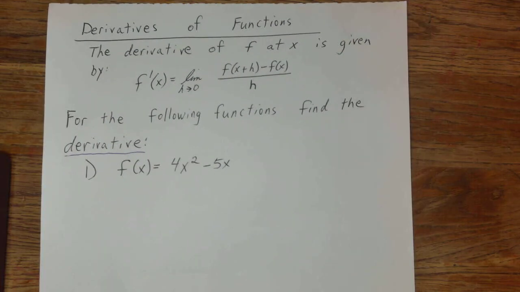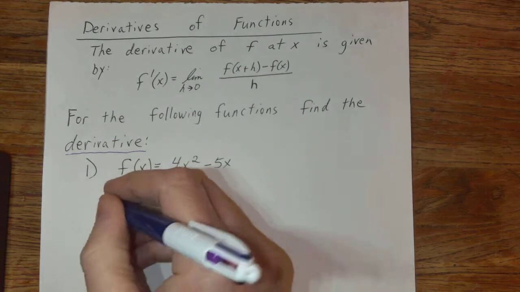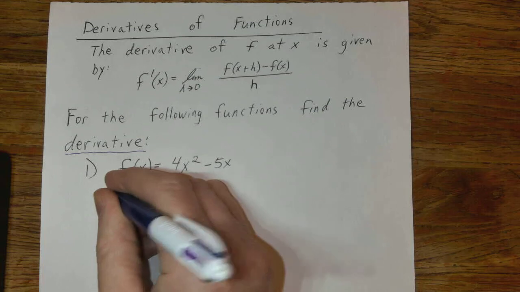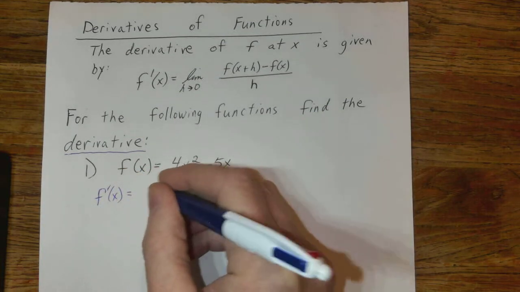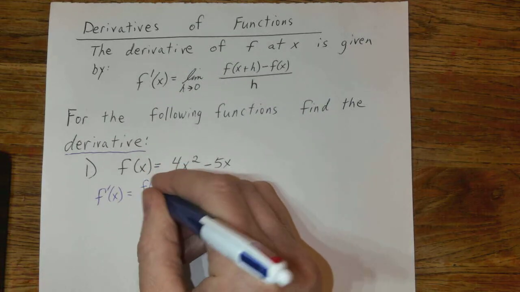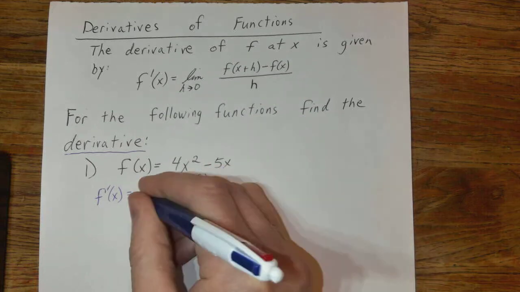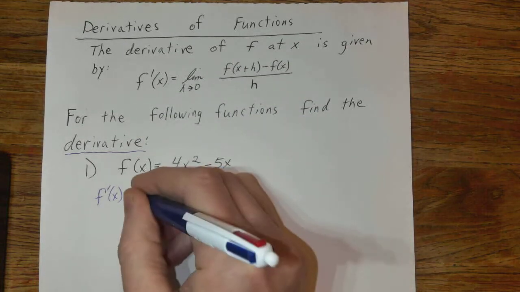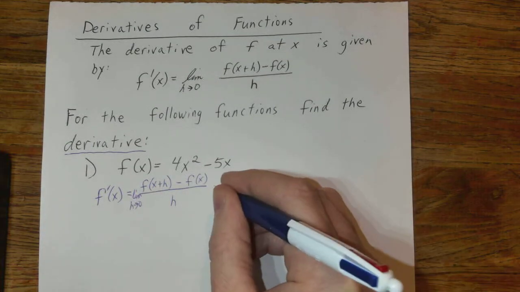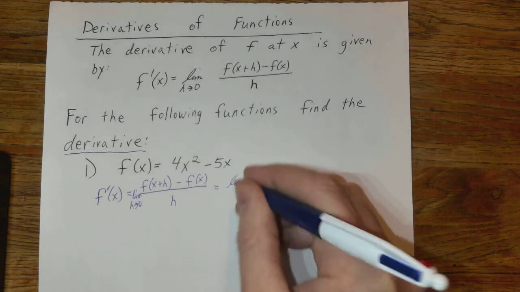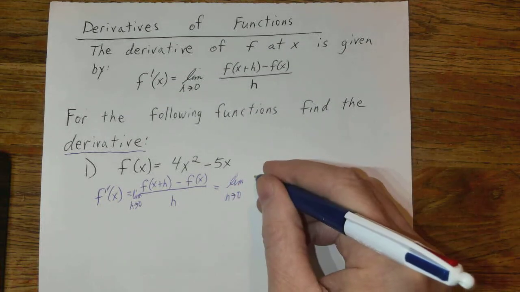Okay, f of x equals 4x squared minus 5x. So we want to find f prime of x. That's the derivative. And that means we have to take f of x plus h minus f of x over h. And we also have to find the limit as h approaches 0. That's important. Alright, so let's do that then.